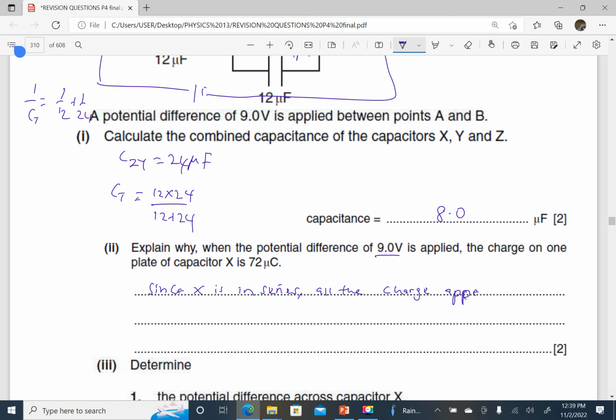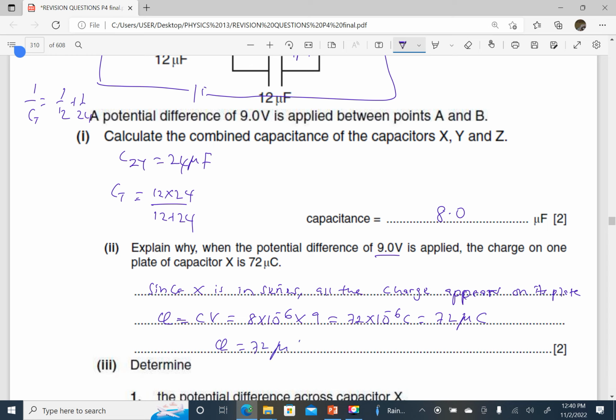All the charge in the circuit appears on its plate because it is in series. We know that charge is equal to C times V. So total charge is total capacitance, 8 times 10 power negative 6, times total PD, which is 9. This gives 72 times 10 power negative 6 coulombs, which is 72 microcoulombs. So Q is 72 microcoulombs.